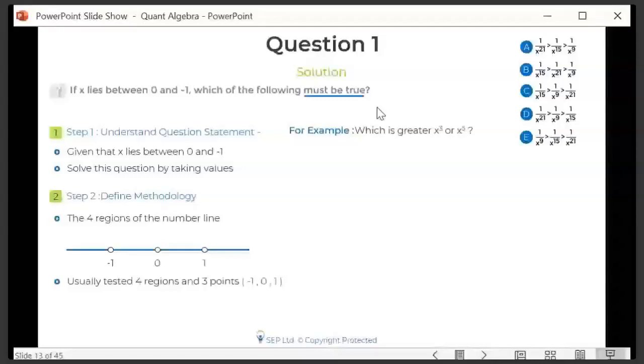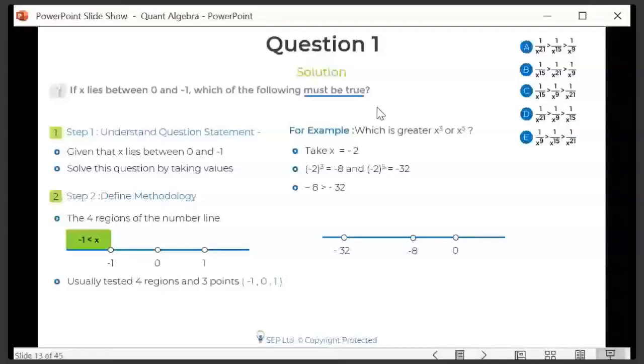So for example, if it's given which is greater, x cube or x to the power 5, and I tell you I want to figure out which one is greater in this region, say x is less than -1, in the first region that's in the corner, then all I need to do is take a sample value. So I can take x is equal to -2, which is a very convenient value. Then I'll find x cube and x to the power 5. I'll see I'm getting -8 and -32. And if I draw on the number line, I know that -8 is closer to 0, right? It comes after. So that means -8 is greater than -32.